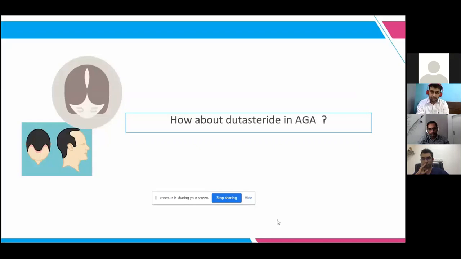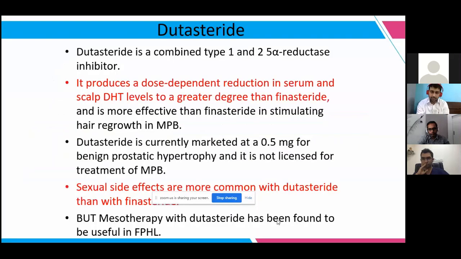So when compared to finasteride, it has a higher chance of side effects with dutasteride. Yes, I think most of them are saying that dutasteride has more side effects when compared to finasteride. I would like to know the opinion of other doctors because we have not really practiced this in our practice as of now. Sir, can I maybe answer, sir? Dr. Kumaresan, yes, please. Anybody can.